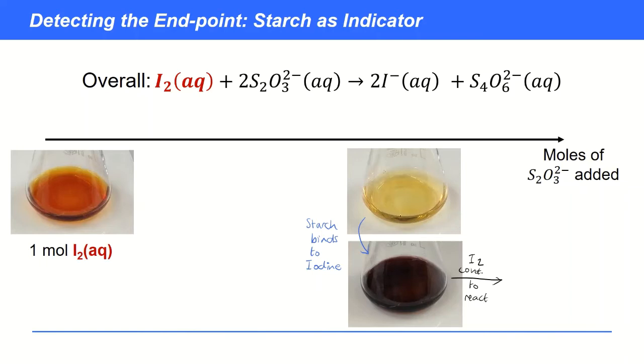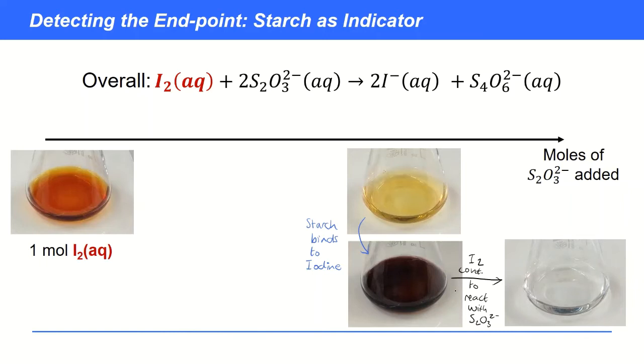And that unbinding is less efficient if you've got higher concentrations of iodine, and so that's why we tend to only add starch near the end. But the iodine continues to react with the thiosulfate ions when more of them are added, and eventually, even though at low concentrations starch can detect the iodine, when the iodine has all reacted with the thiosulfate, the starch, which is still in there, doesn't go black anymore because it now has no iodine to bind to.